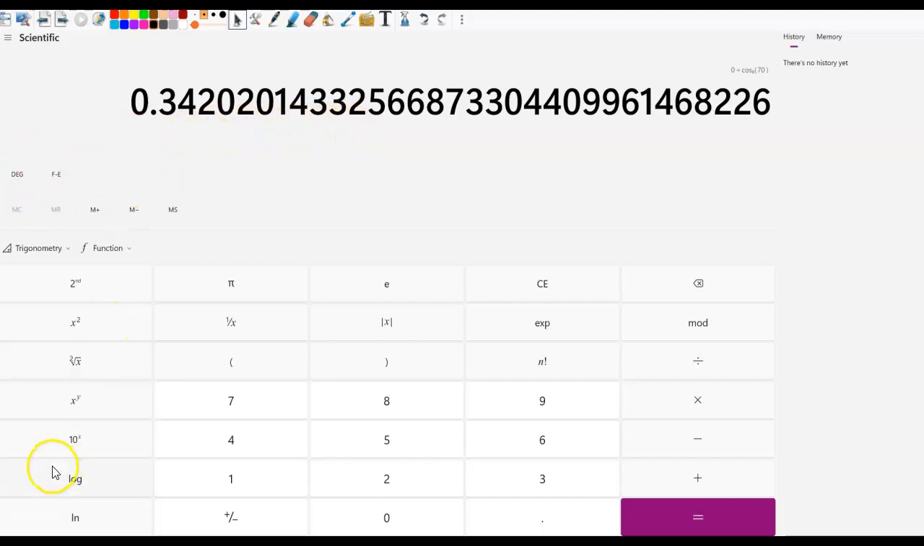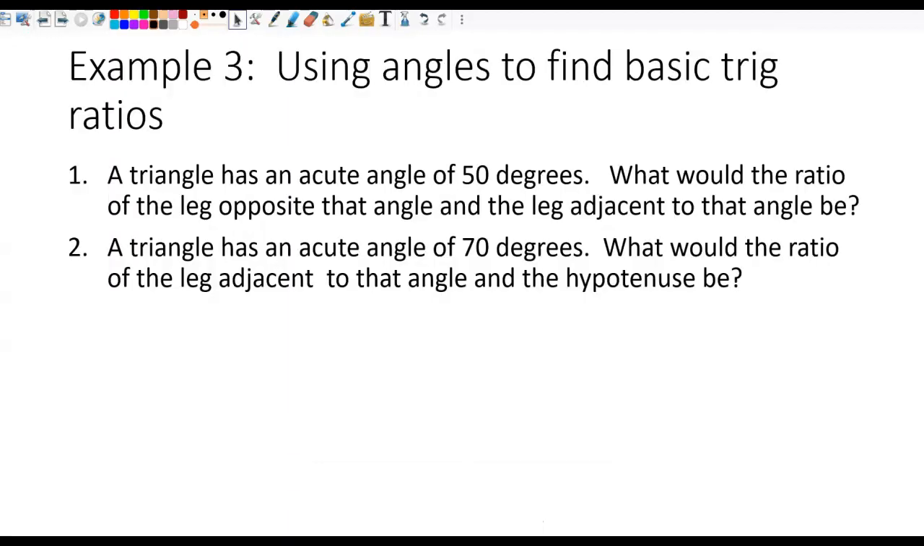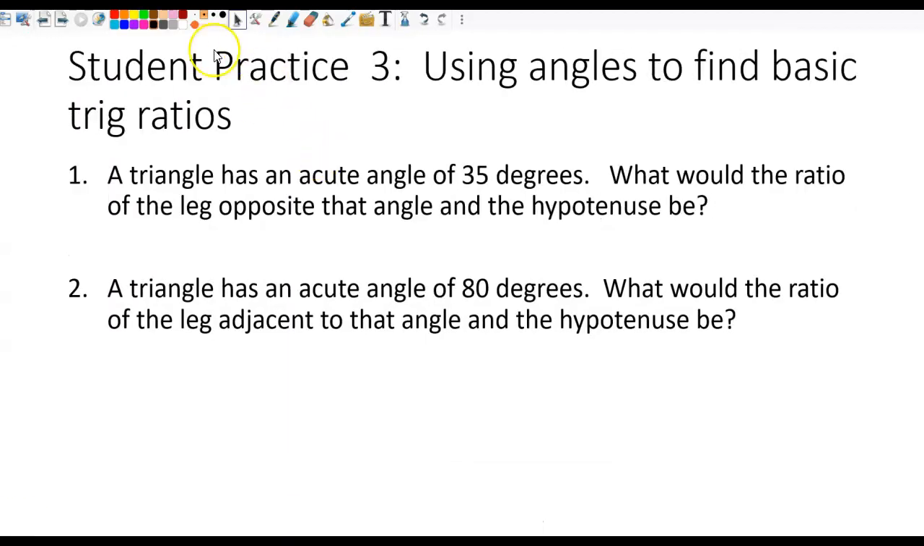Okay, so let's let you practice a couple of these. Go ahead and pause the video here and answer these 2 questions, and when you unpause it, you will see the solution.